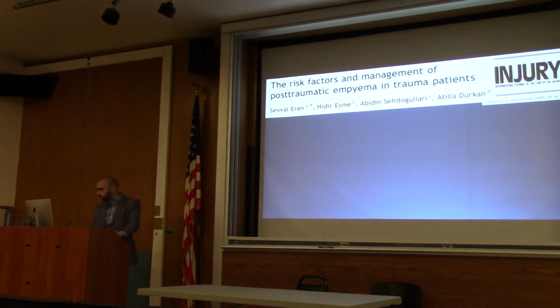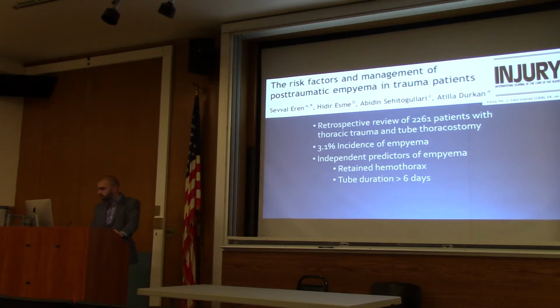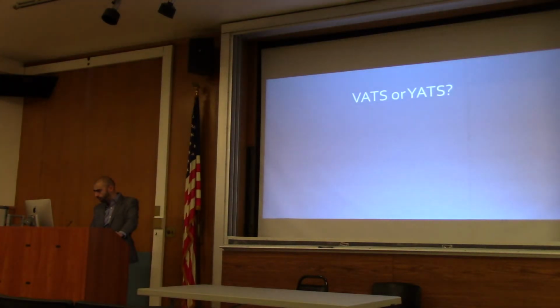So the risk factors were also looked at in this particular study from 2008, and they had a very low incidence of empyema. I don't know why such a difference. 27% there, 3% here. Somebody's lying. And they looked at independent predictors of empyema. Retained hemothorax was a predictor. Tube duration greater than 6 days. An ICU stay of greater than 2 days. Exploratory laparotomy, and presence of pulmonary contusion. All independent risk factors for empyema. So therefore, if you have a patient like that, if you can identify those at risk for empyema, you can act earlier to prevent that from happening.